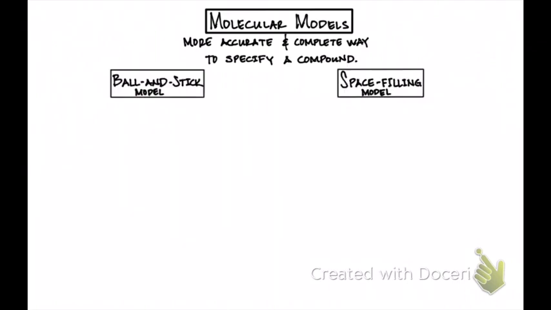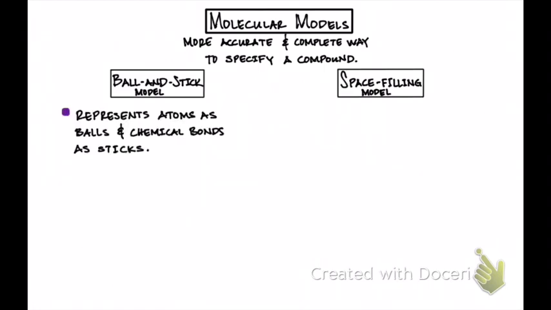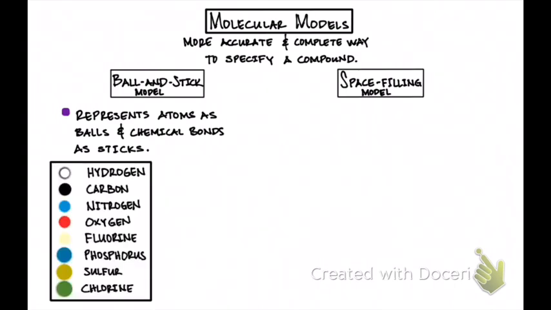Another way to represent compounds is via molecular models. And molecular models are actually more accurate and complete way to specify or represent a compound. And there are 2 different types. There's the ball and stick molecular model, and there's also the space-filling molecular model. In the ball and stick model, the atoms are represented by balls and chemical bonds are represented by sticks, hence the ball and stick molecular model.